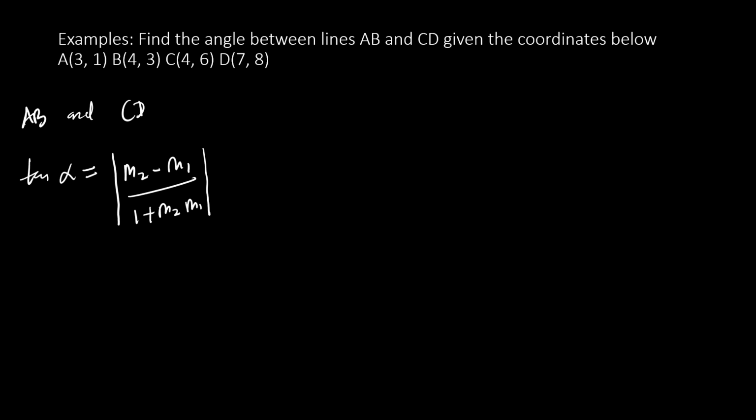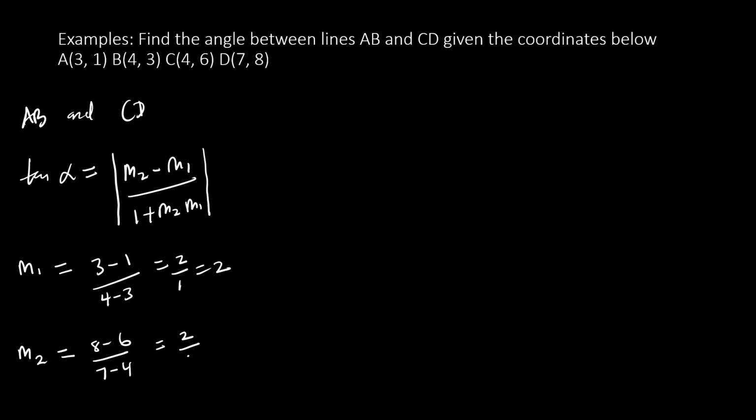So what's the slope of AB and the slope of CD? Let's make m1 the slope of AB, and then for AB we have the slope equal to y2 minus y1, which is 3 minus 1 over 4 minus 3, and this is 2 over 1, this is 2. The slope of CD is m2, and this equals 8 minus 6 over 7 minus 4, and this is 2 divided by 3.